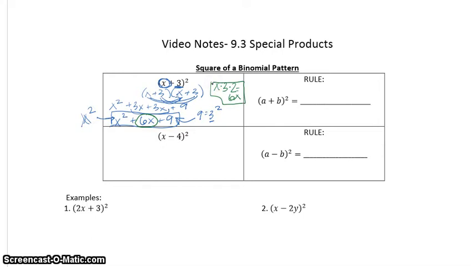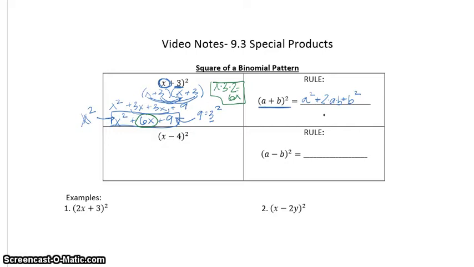So if we see a polynomial that's in the form a plus b squared, our first term is going to be equal to a squared. Our last term is going to be equal to b squared, and our middle term is going to be equal to 2 times a times b. So just by looking at a polynomial in this form, you can write the product by using the formula a squared plus 2ab plus b squared. Look at the next example.